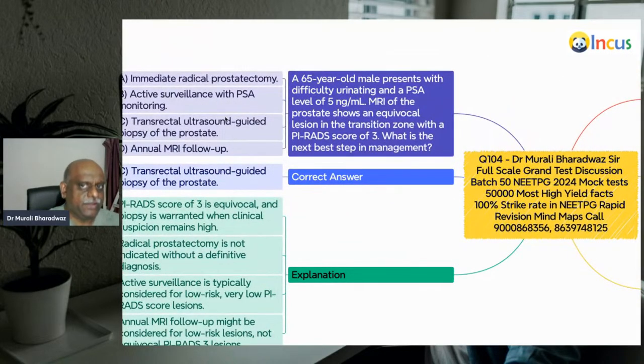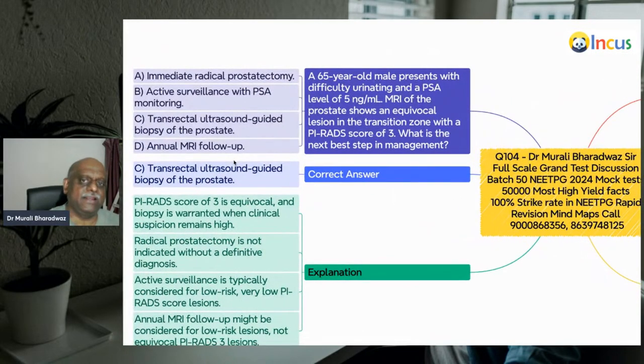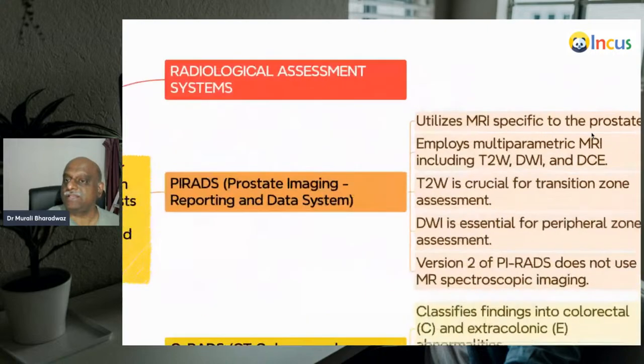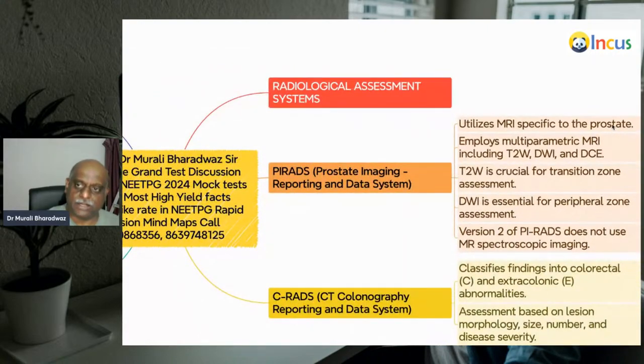A 65-year-old male, difficulty urinating, prostate-specific antigen is 5. PI-RADS score is 3, which means you need to do a transrectal ultrasound-guided biopsy of the prostate, is what you need to remember. So PI-RADS uses MRI specific to the prostate.